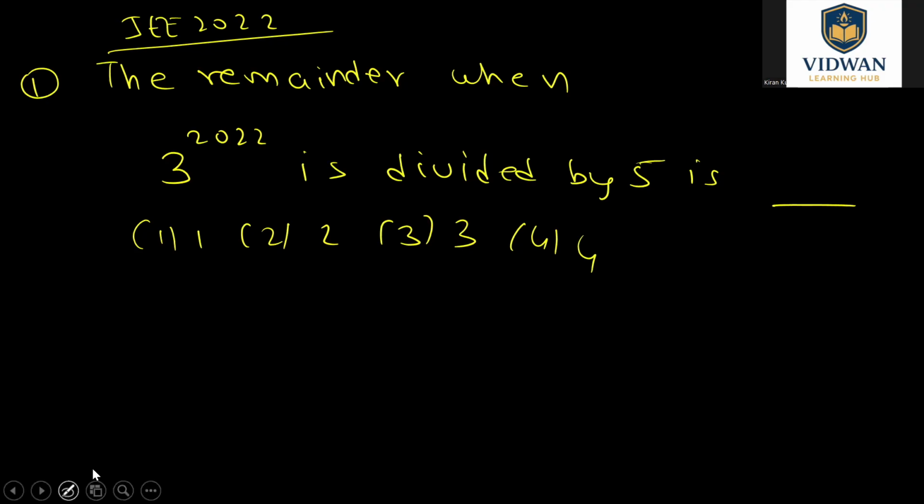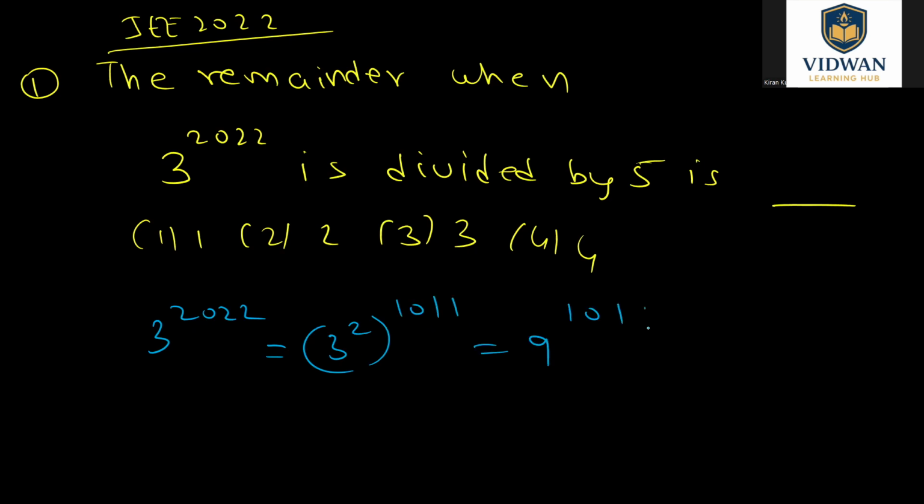So how do you start? 3^2022. Divisibility with 5 means if it is divisible by 10, it will also be divisible by 5. You cannot get 10 in powers of 3, but you can get 9, and 9 is closer to 10. So you can write (3^2)^1011, since 2022 is 2 into 1011, or 9^1011. Write this 9 as 10 minus 1. Then as I told you, if there is something like (x - a)^n, how do you write that? Lambda x plus (-a)^n.